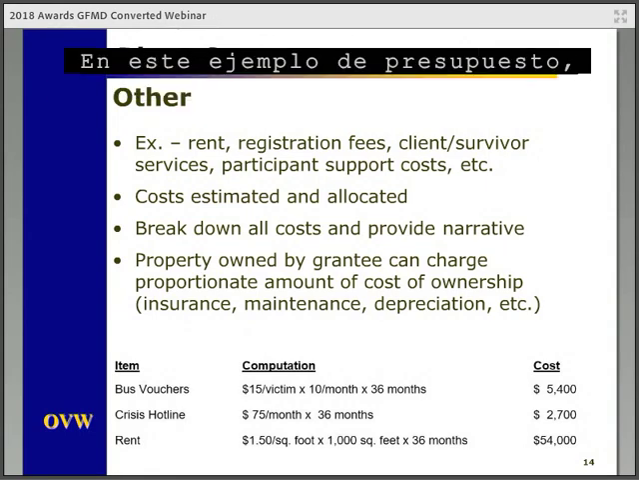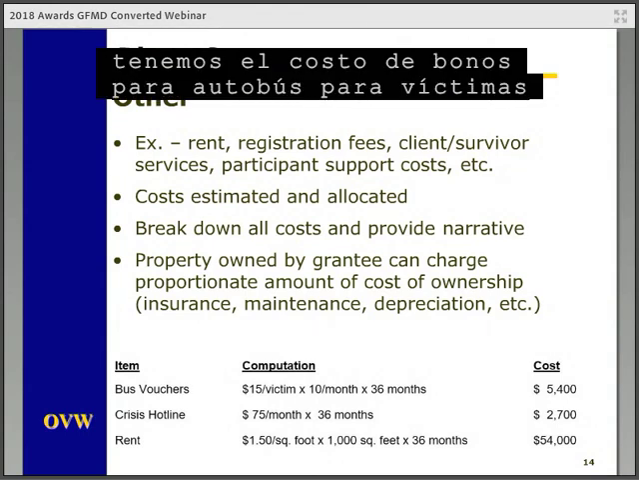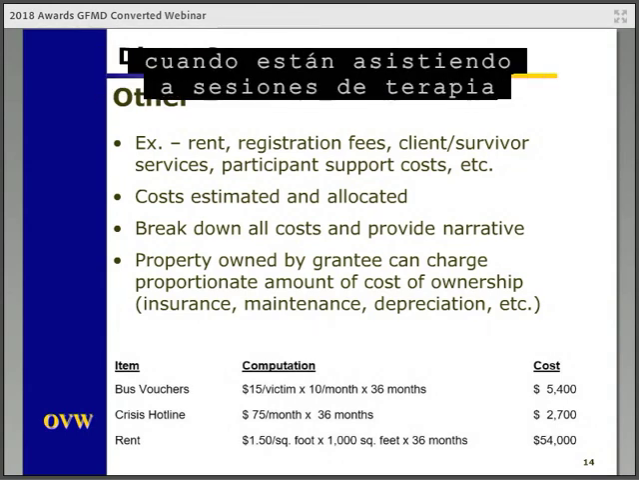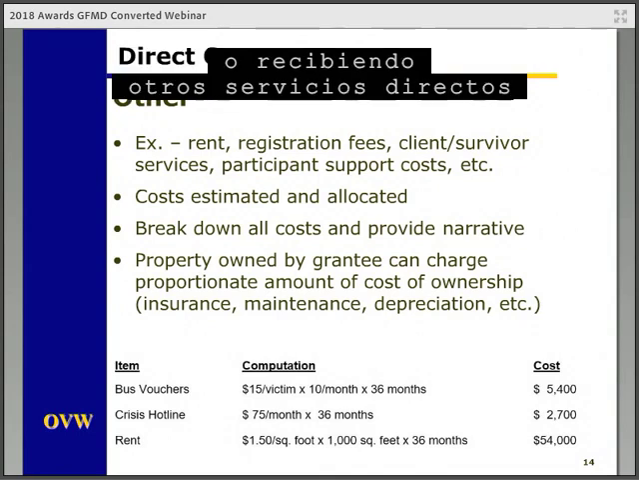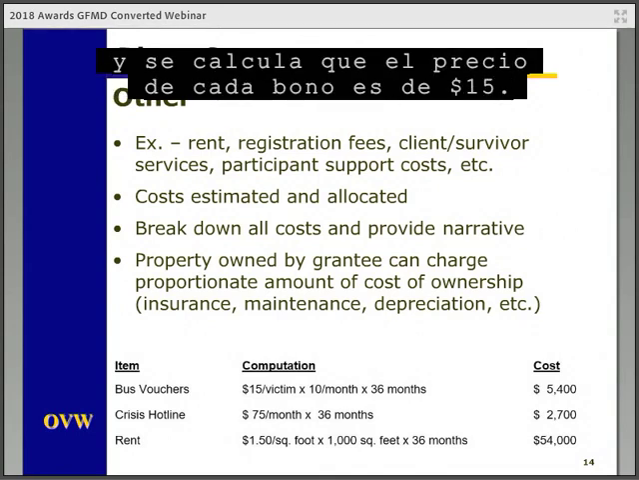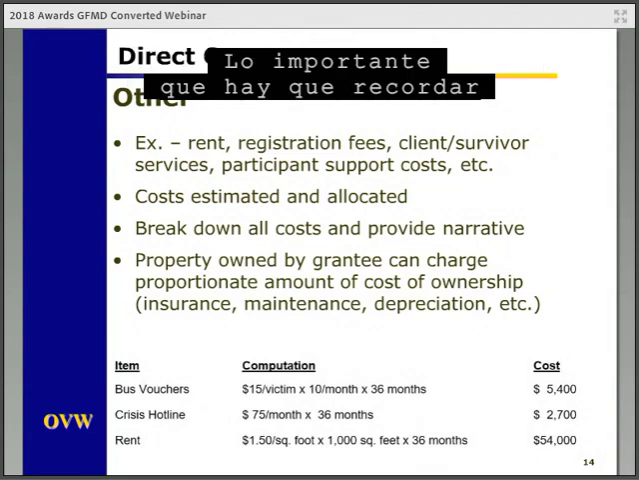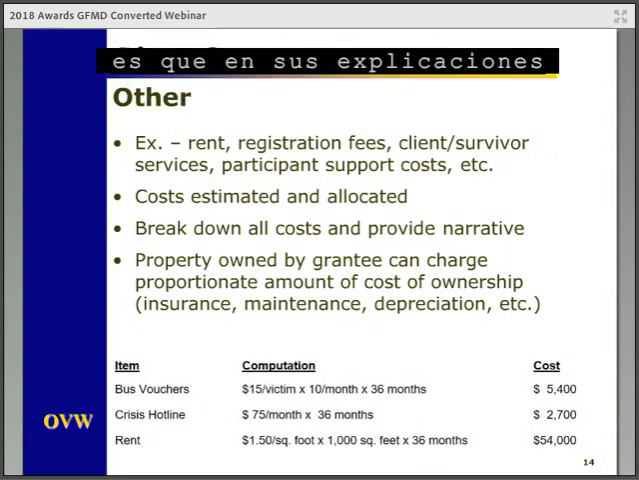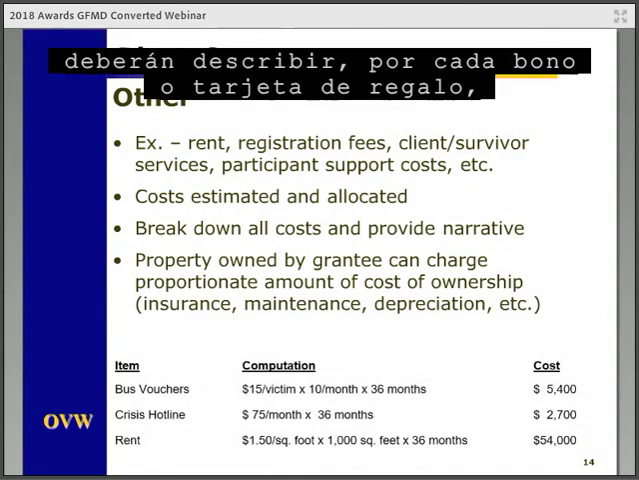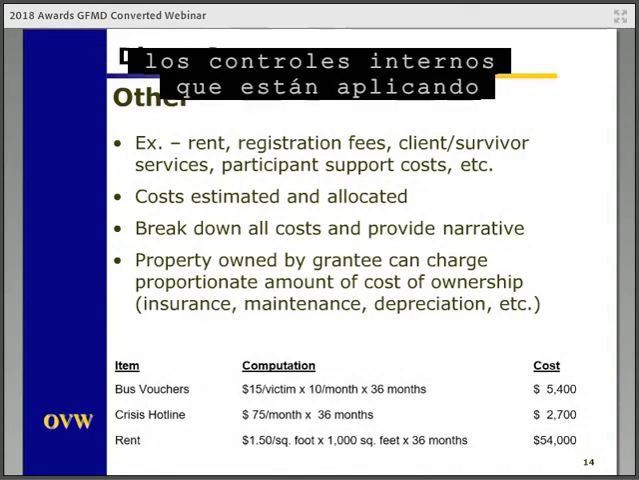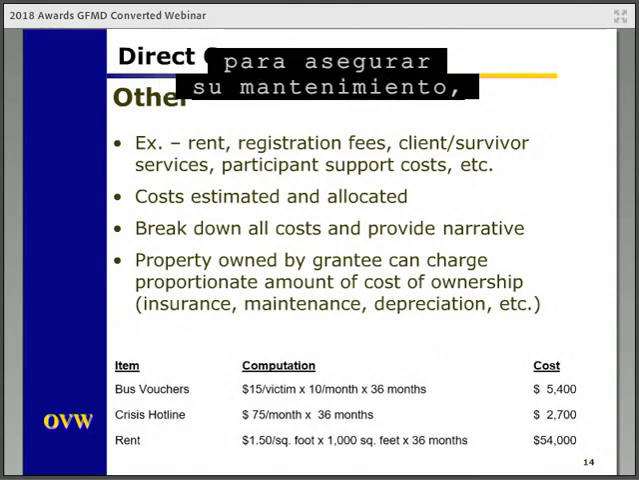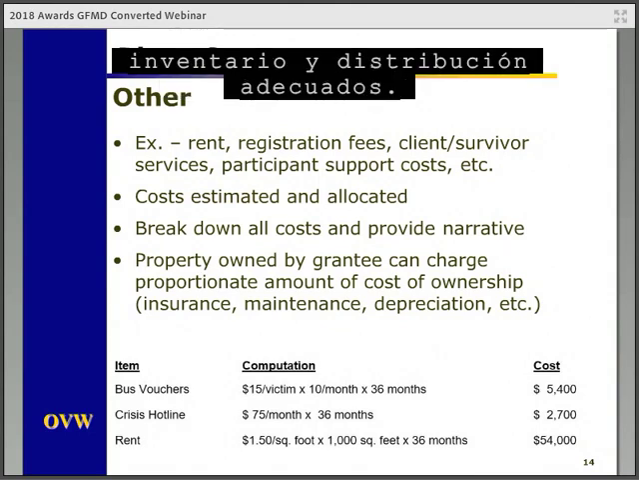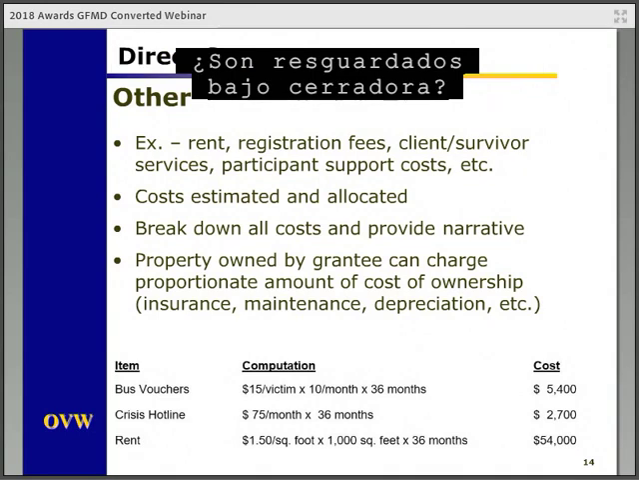In our budget example here, we have the cost for bus vouchers for victims when attending therapy sessions or receiving other direct services, and are estimated at $15 per voucher. The important thing to take away from this line item example is that in your narrative, you should describe for any voucher or gift card the internal controls that you have in place to ensure their proper maintenance, inventory, and distribution. Are they kept in a locked box?